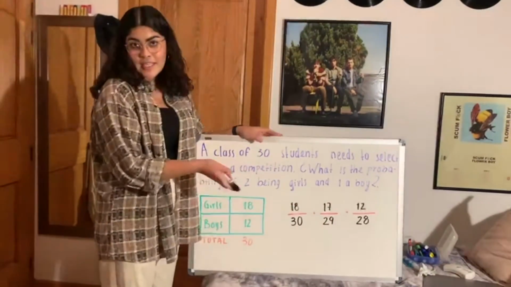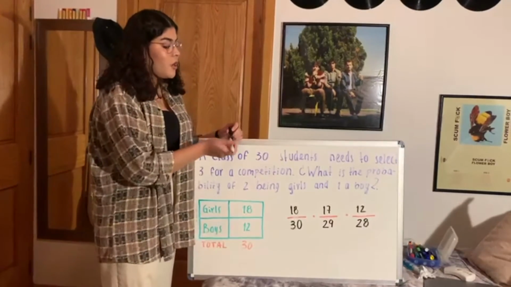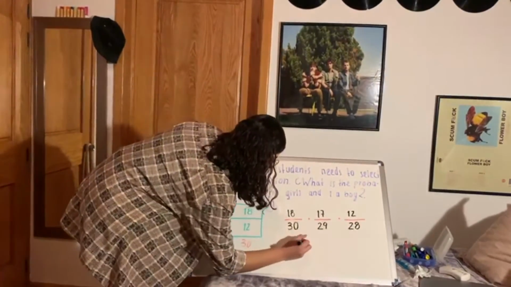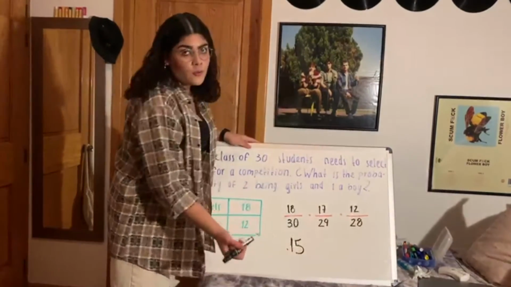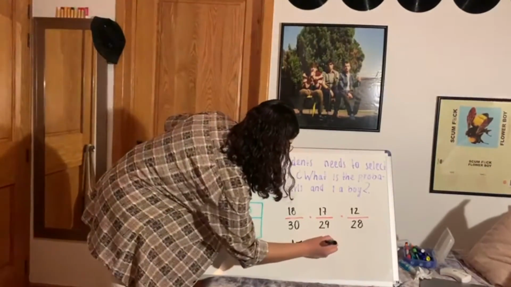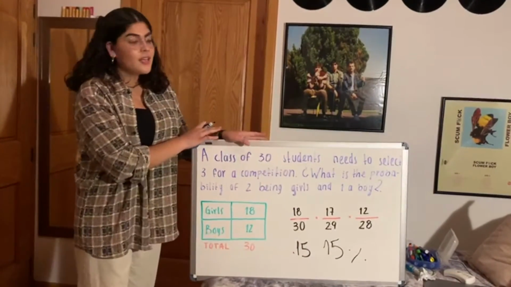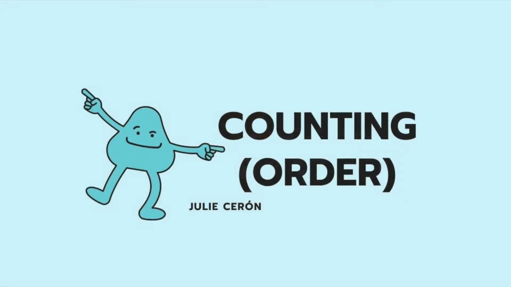To find the probability, you have to multiply all of them, and that is going to give you 0.15. In other words, 15%. So that's going to be your probability.